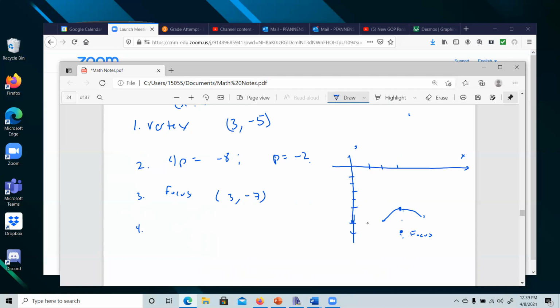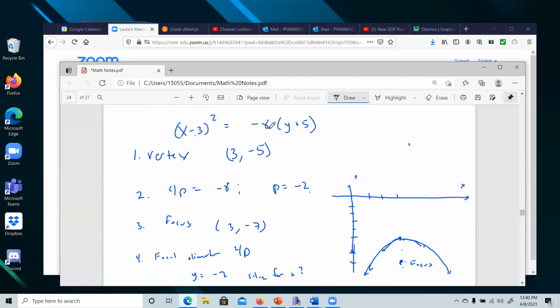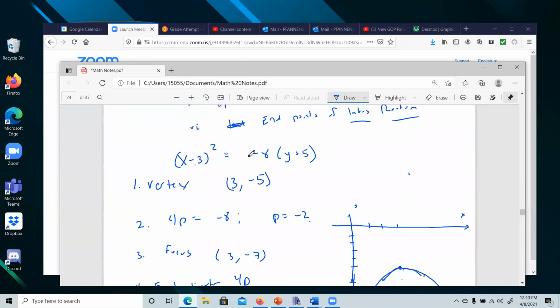4 is the focal diameter. Wasn't that equal to 4p? Right, if I go through and do this. Okay, so if I know that my y value is negative 7, can we solve for x? Okay, going back up to my value here. So let's go ahead and do that.